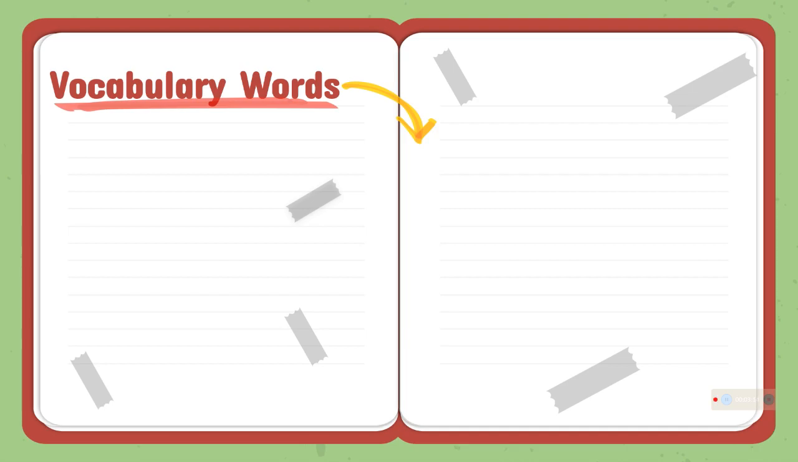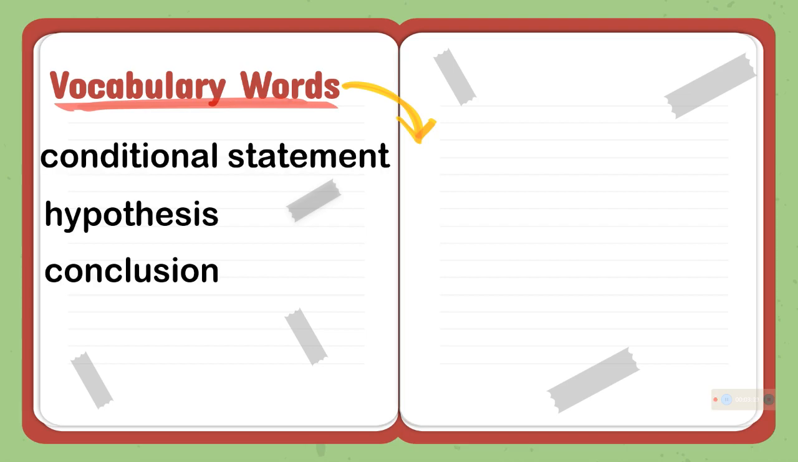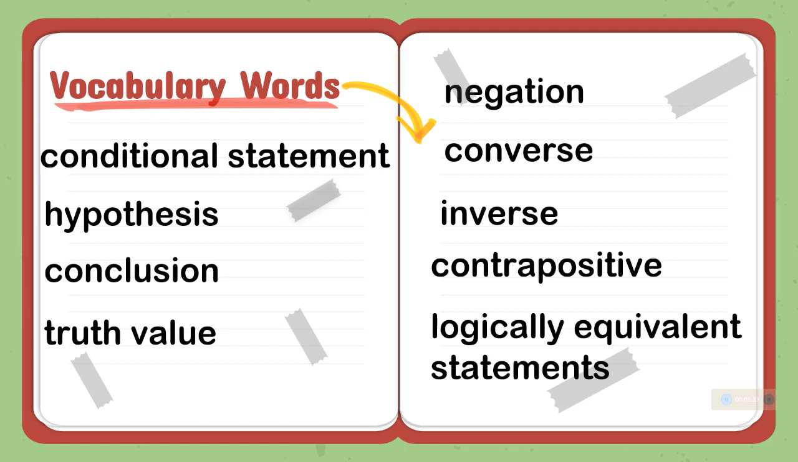The vocabulary words that we are going to encounter in these topics are the following: conditional statement, hypothesis, conclusion, truth value, negation, converse, inverse, contrapositive, and logically equivalent statements. In this video, we are going to focus first on the first 3 words: conditional statement, hypothesis, and conclusion. The other words listed here will be talked about in the next video that I will post. So let us have this slide.